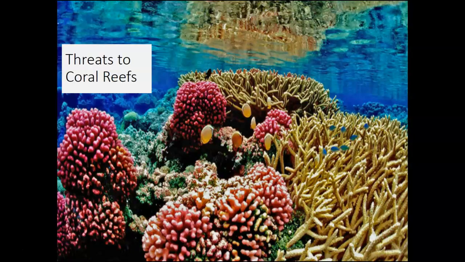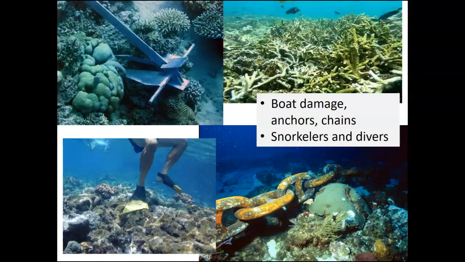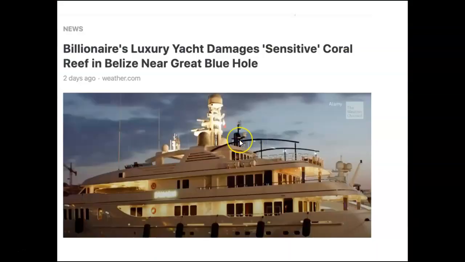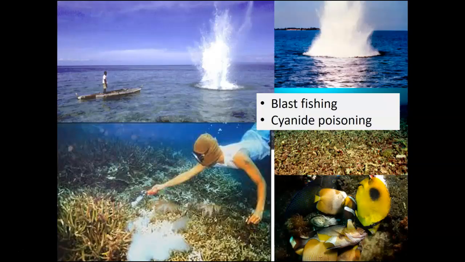So we're going to talk about the threats to coral reefs. And so boat damage, anchors and chains, snorkelers and divers. I've seen this firsthand, people just breaking off the coral and mishandling it. You can see here things like this. Pretty disgusting to see. People also fish using dynamite or poison. I had met some people who were doing this. And it's just really terrible. You don't know what to say to people when that's how they're fishing.